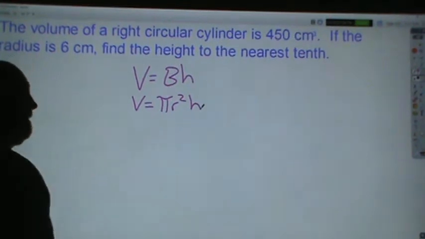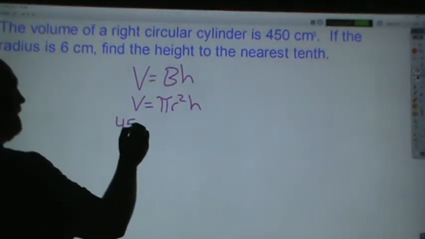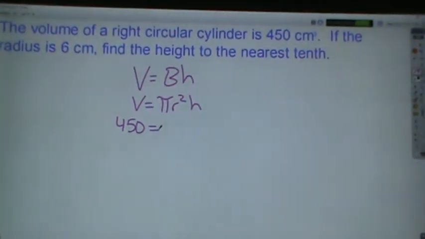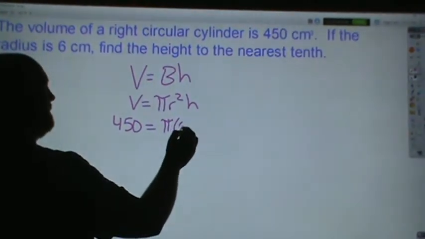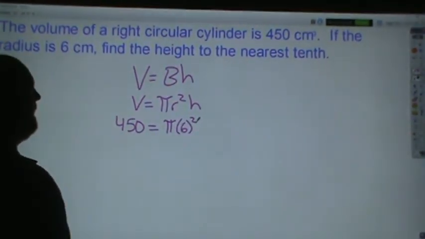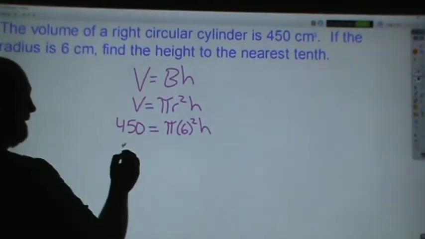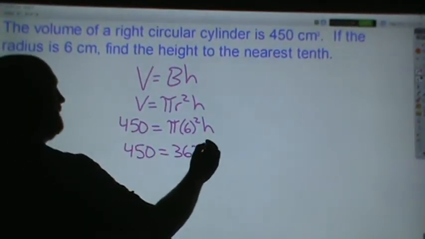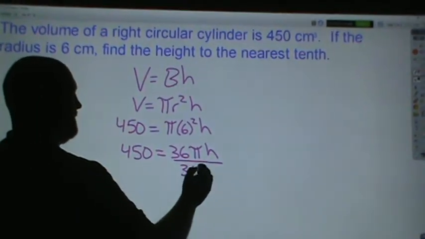For the more specific formula, when we have the cylinder, it told me the volume is 450, so I'm going to write that in. 450 is equal to pi times the radius squared. Well, they told me the radius was 6, so I'm going to do pi times 6 squared times the height. So I can multiply 6 by itself and get 450 equals 36 pi times h. To solve for h, I have to divide by 36 pi on both sides.